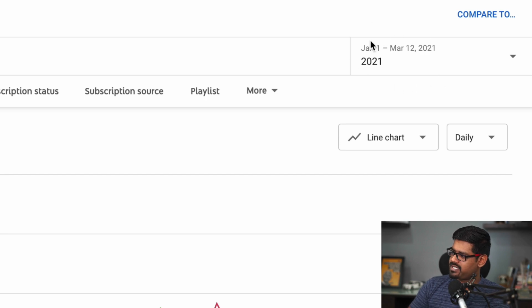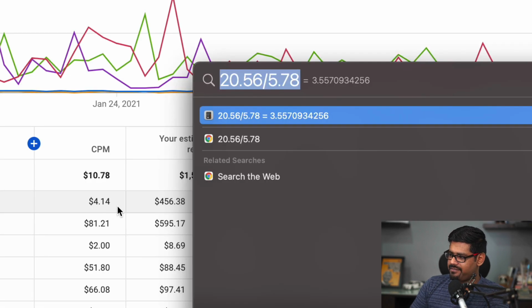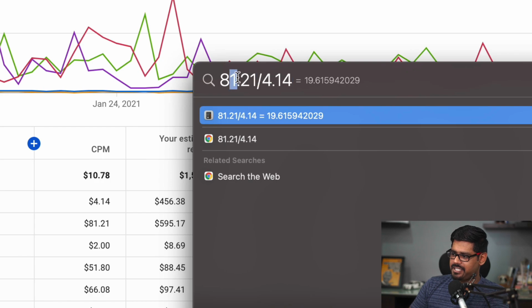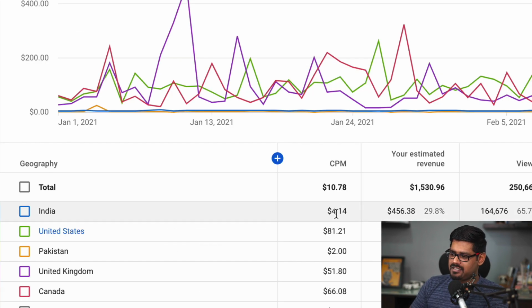Now let's look at what has happened this year so far. Advertisers have spent 81.21 divided by 4.14. Comparing Indian and US advertisers, we are seeing a 1961% difference, and that is absolutely insane. Advertisers in US are paying 19.6 times more than advertisers in India.